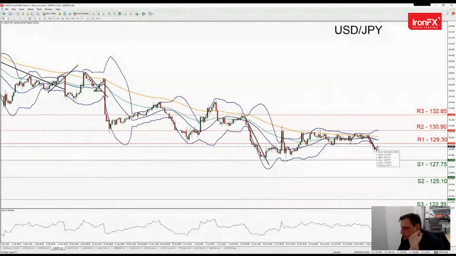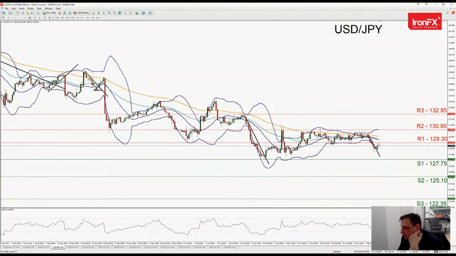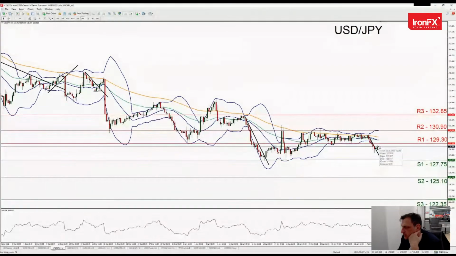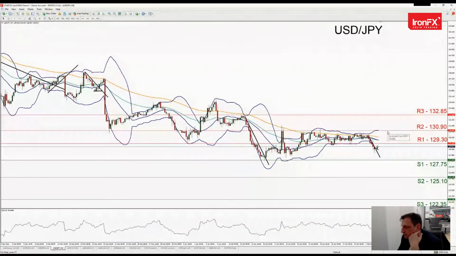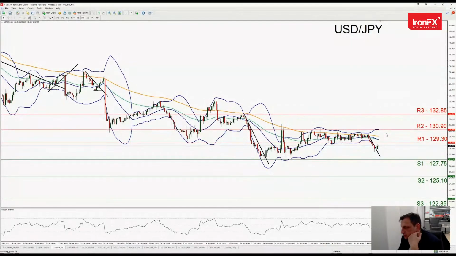For the time being, should the sideways motion prevail, I would expect it to remain just below the 129.30 resistance line. On the other hand, should the bulls take over, I would expect the price action to rise, break the R1, and start aiming for, if not even testing, the 130.9.